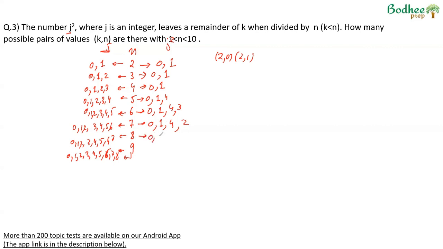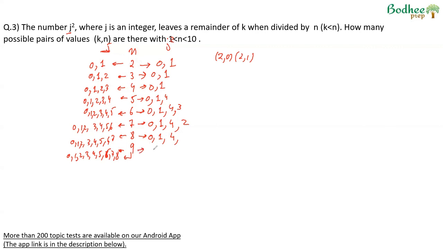With 8, 0 will give 0, 1 will give 1. 2 square, 4, remainder 4. 3 square, 9, remainder is 1. 4 square, 16, remainder is 0. 5 square, 25, remainder is 1. 6 square, 36, remainder is 4. 7 square, 49, remainder is 1. So 0, 1, 4, 3 options.